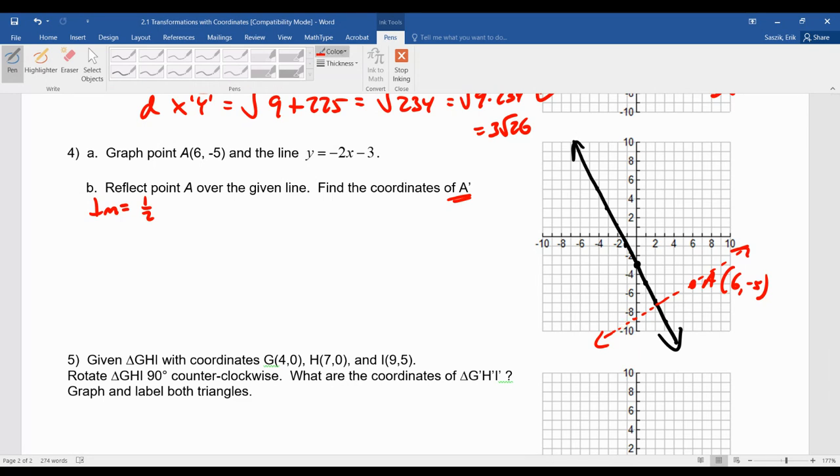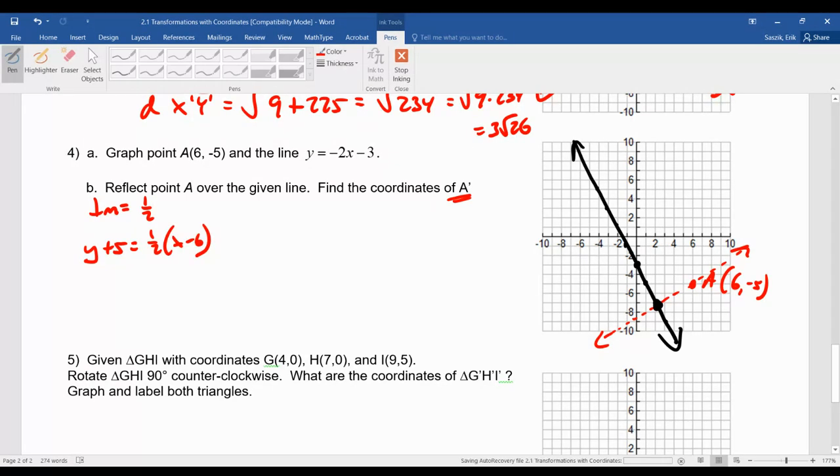Now, if we can find the intersection of the red and the black, this point here would be the midpoint between A and A prime. So once we know that and we have an endpoint, we can find the other endpoint. So we need to solve the system to find the midpoint. Okay? So the red line, we have the slope, we have a point, we're going to do point slope, y plus 5 equals the slope times x minus 6.